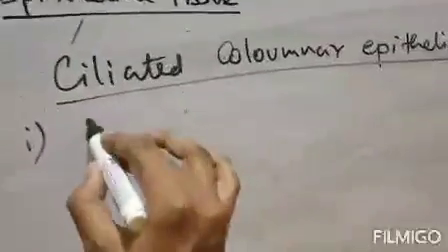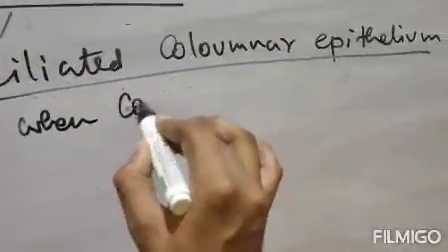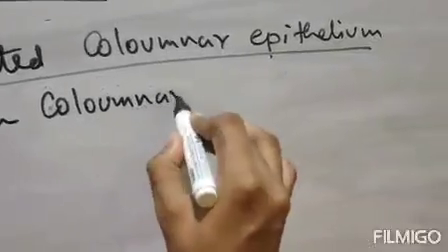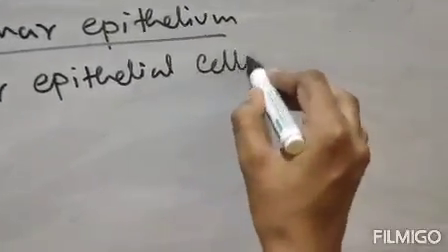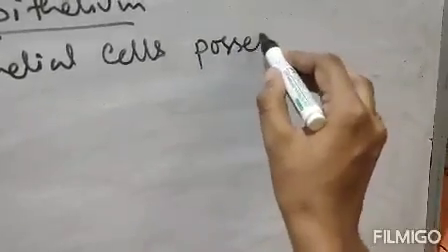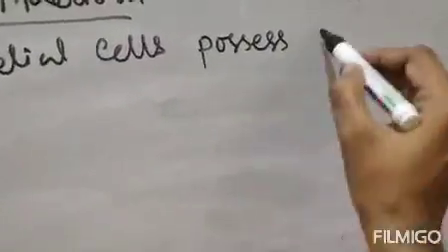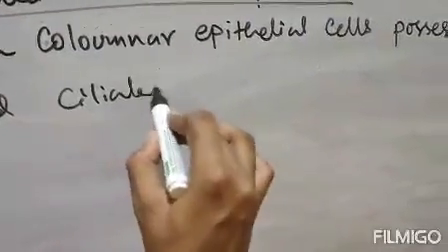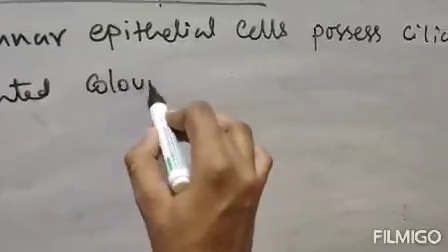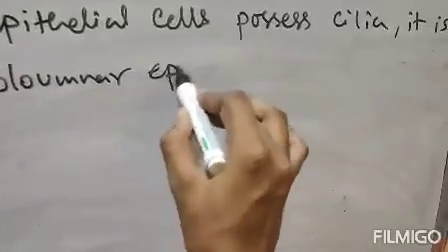So number 1 point: when columnar epithelial cells possess cilia, meaning hair-like structure, it is called ciliated columnar epithelium.